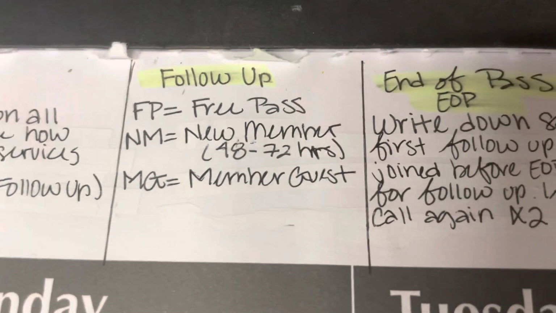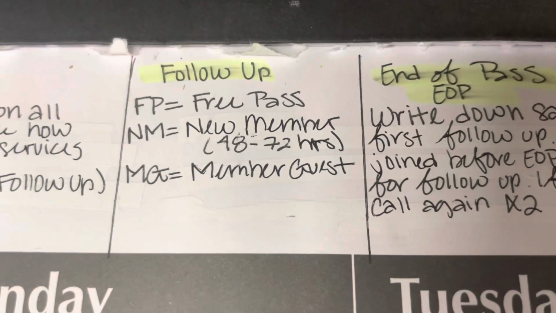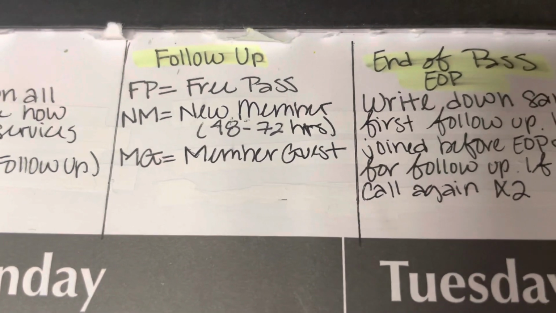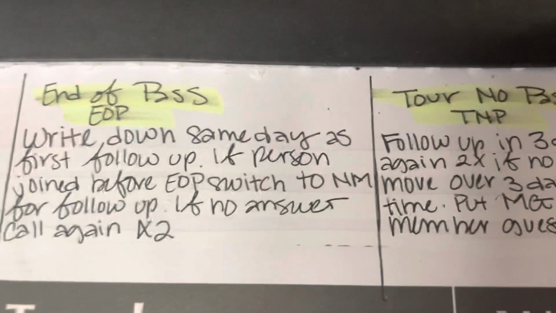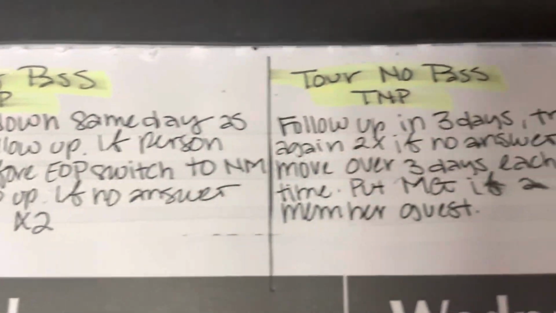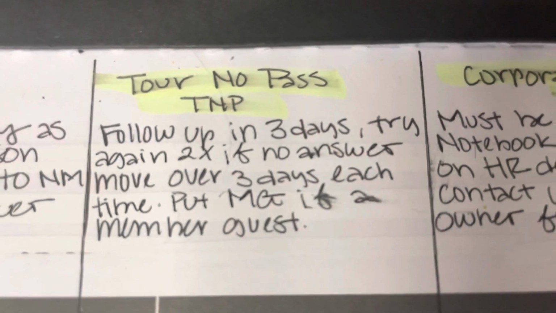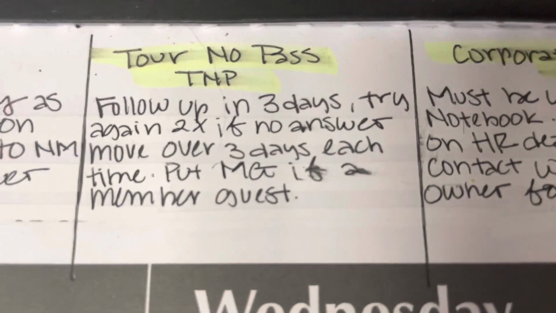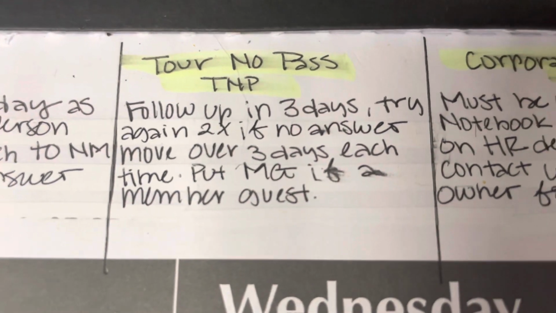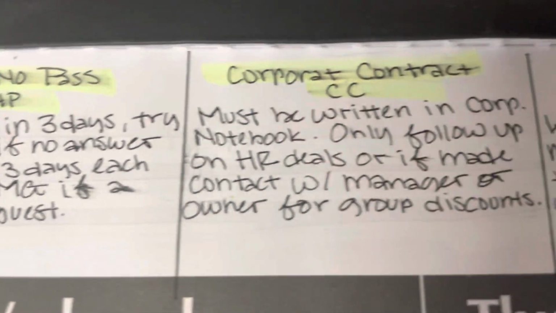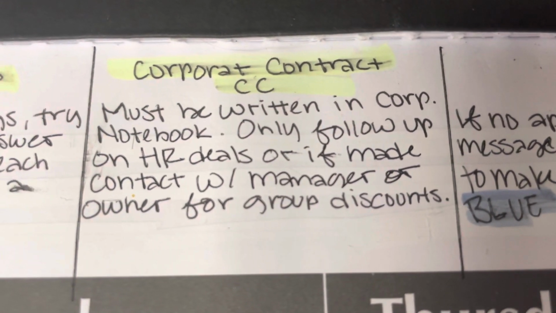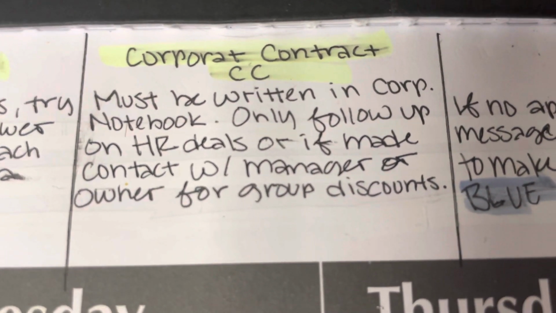Over here, if you see FP on the calendar, it means free pass. We're going to call them within 28 to 48 hours. And then we have the new members. Then we have in the past, which is EOP. We have TNP, which is tour no pass, meaning we gave them a tour. They chose not to join or do the pass. Don't know why we get any of those. I think people at least want to do the pass. And then right here we have CC, corporate contact. When we make a corporate contact, we go into a business, we'll have CC written on the calendar.